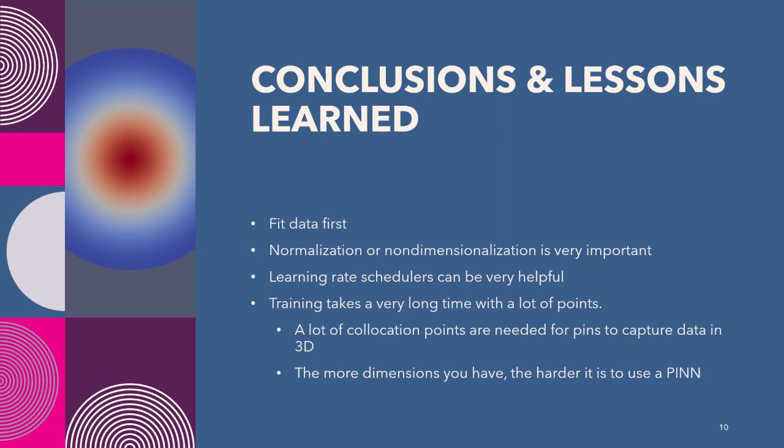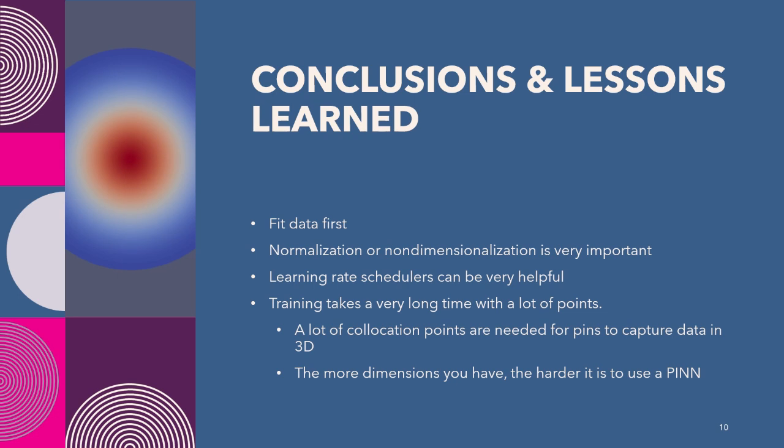So conclusions and lessons learned. First of all, you have to fit the data first and then include the physics. That was probably the most important thing I needed to do to get this to work. So tweaking the physics loss weight over time was super helpful. Additionally, I had to non-dimensionalize all of my data in order to get my optimizer to really do anything because of the various scales involved. Additionally, a learning rate scheduler is super helpful. Once you start to plateau, if you can drop that learning rate, that actually really helps you get unstuck. And PyTorch had a great way of doing that automatically, which was super helpful.